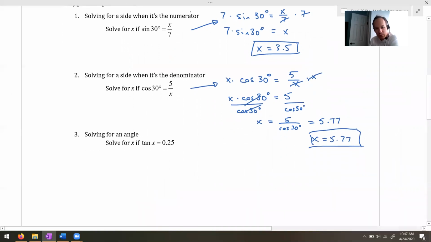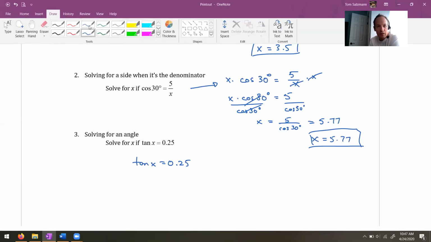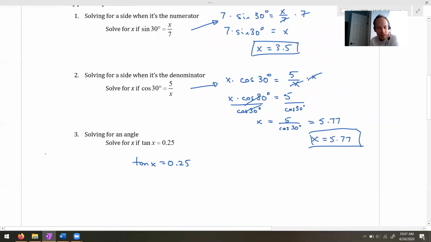And then finally, for solving for an angle, the proper way of doing this is to go tan x equals 0.25. Now, we're probably told about the inverse tan button. What I would really recommend you do, you don't have to write this out every time, but you must understand the inverse tan button. If you do the inverse tan of tan, they cancel out.